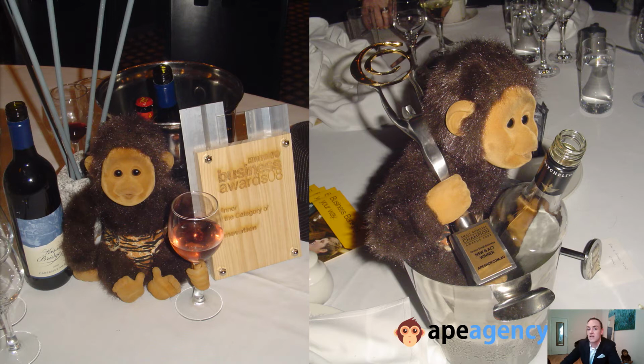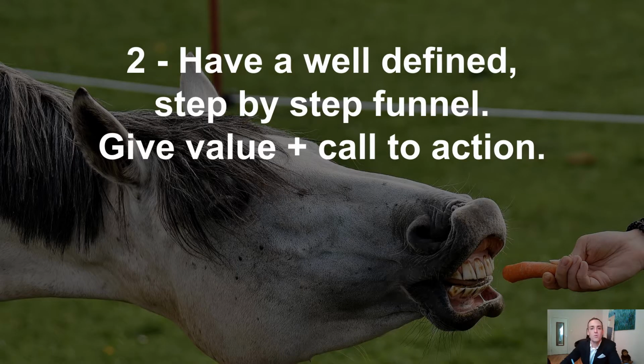So the key to scaling and reaching your potential is step number 2, have a well-defined step-by-step funnel where you give value and call to action. Now, to grow a SaaS company, you must be able to predictably generate highly qualified leads and close them fast. So you need a clear system to generate leads and also shorten the sales cycle by leveraging your best content.